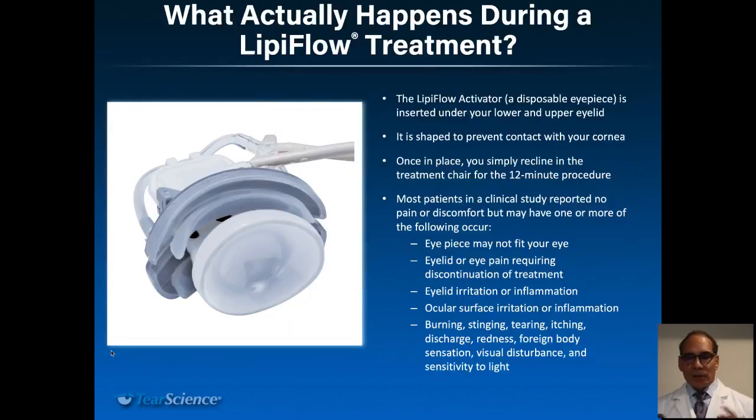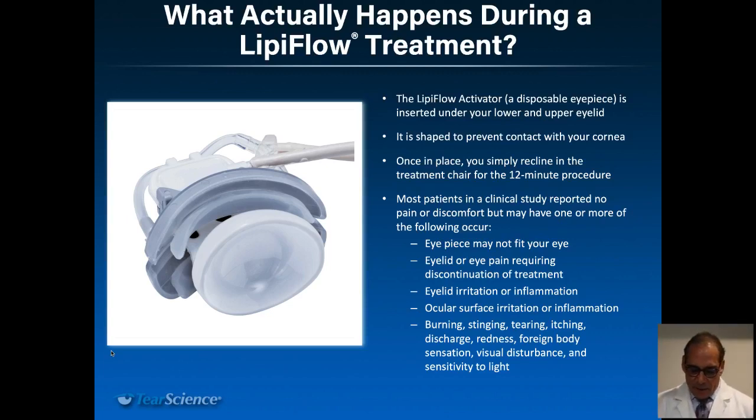This is a close-up picture of that eyepiece. Again, the front part where you see it looks curved, looks like a contact lens. That's the part that goes under the lid, and that's what does the warming to melt the mucus in those glands. And then the other part right above it is the soft little rubber cushions.